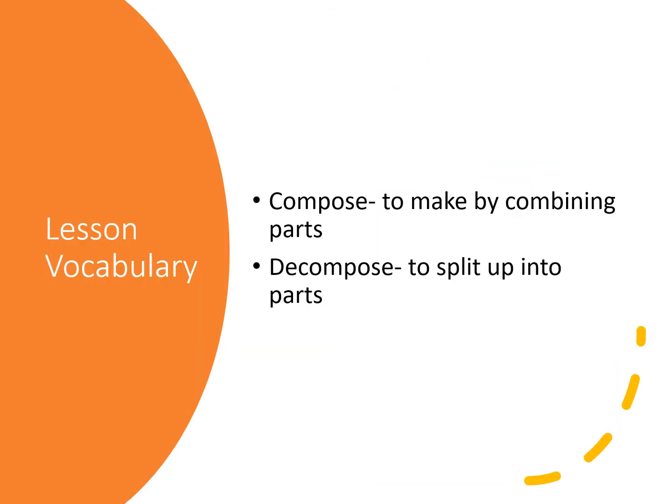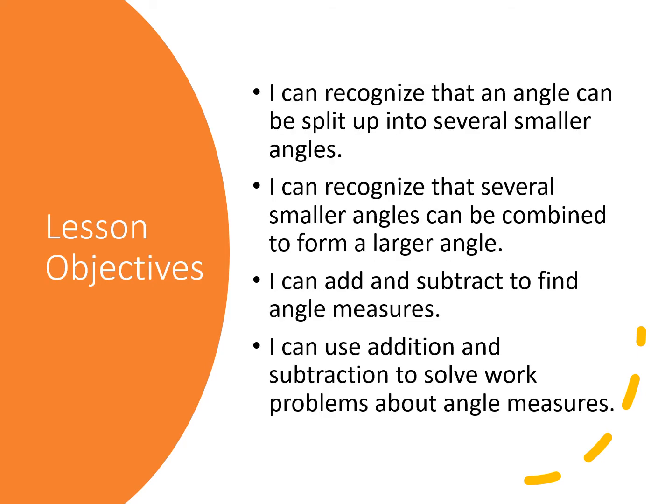We have our lesson vocabulary: compose, to make by combining parts, and decompose, to split up into parts. Our lesson objectives: I can recognize that an angle can be split up into several smaller angles. I can recognize that several smaller angles can be combined to form a larger angle. I can add and subtract to find angle measures. And I can use addition and subtraction to solve word problems about angle measures.